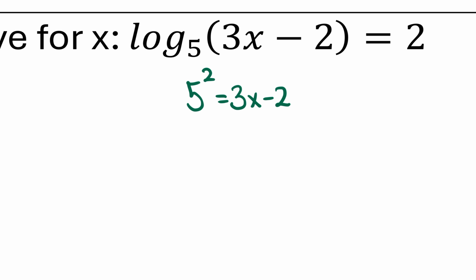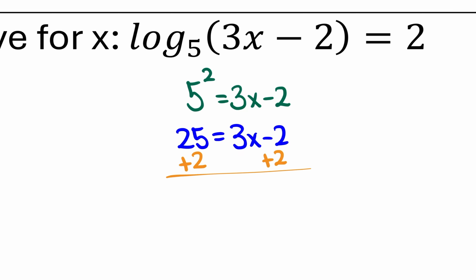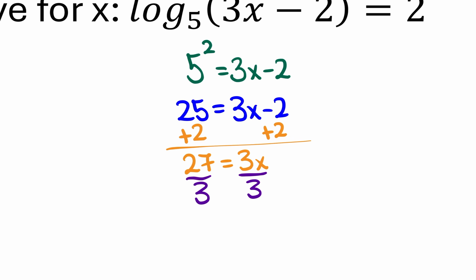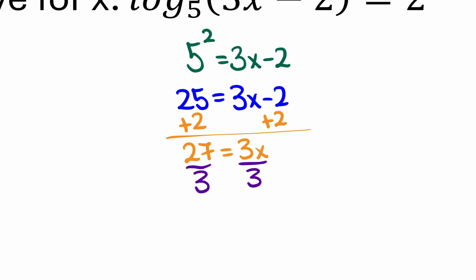We can rewrite 5 squared to be 25 is equal to 3x minus 2. I will then add 2 on both sides to isolate for x. This will leave me with positive 27 is equal to 3x. I will then divide both sides by 3, and this will leave me with a final solution of x is equal to 9.